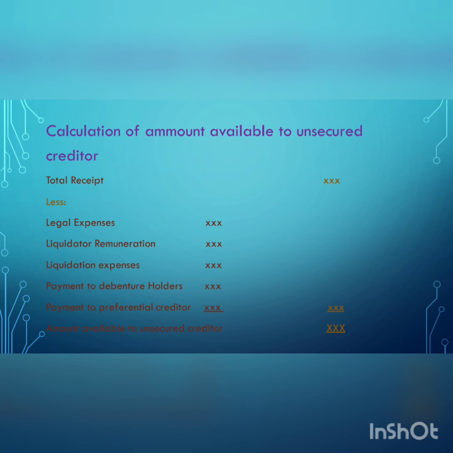First we need to find the amount available for payment of unsecured creditors. For that we need to deduct all payments from the total receipts. We deduct legal expenses if any, then liquidator remuneration on asset realized and preferential creditors, then liquidation expenses, and payment to debenture holders and preferential creditors. From the total receipts, at last we find the amount available to make payment to unsecured creditors.